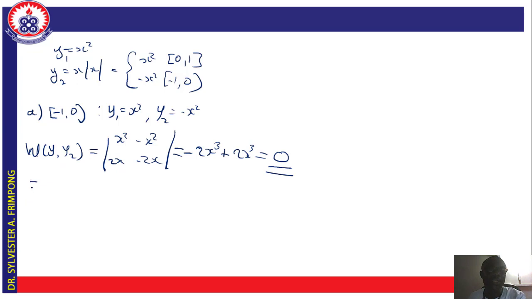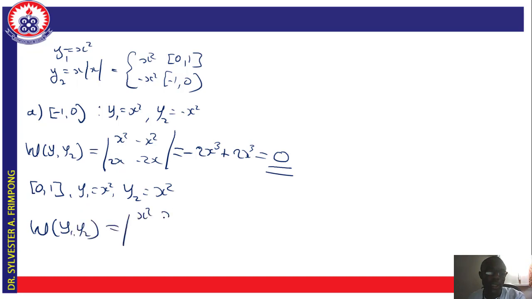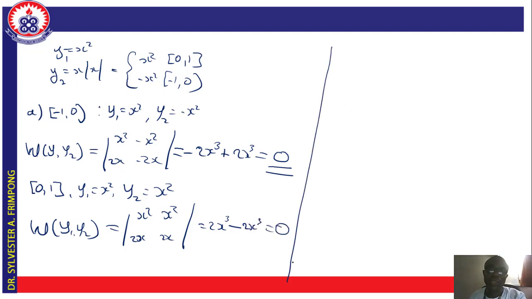Now for the second interval, which is starting from 0 to 1, our y1 is still x squared, but our y2 now becomes positive x squared. So the Wronskian of y1, y2 becomes x squared and x squared, and when you differentiate each of them, you get 2x, 2x, and their determinant is this times this, 2x cubed, minus this times that, which is 2x cubed, which is also equal to 0. So since both Wronskians are 0 in the different intervals, we can say that the Wronskian of y1 and y2 is equal to 0 in the entire interval from -1 to 1. So that is the Wronskian.